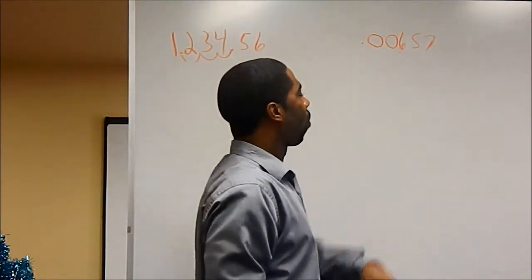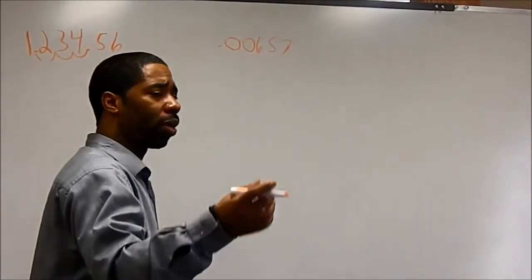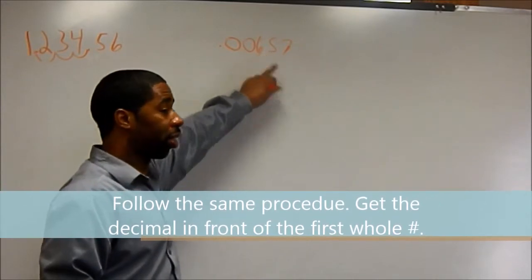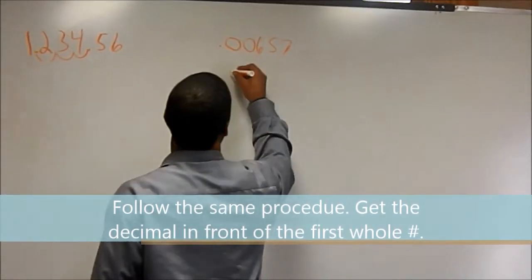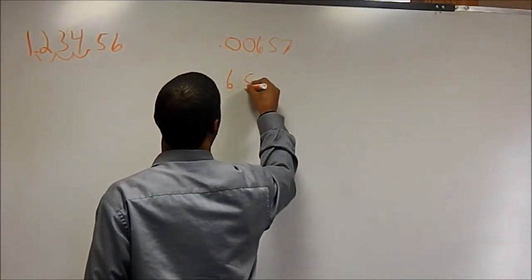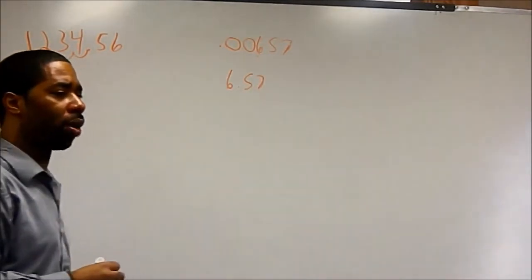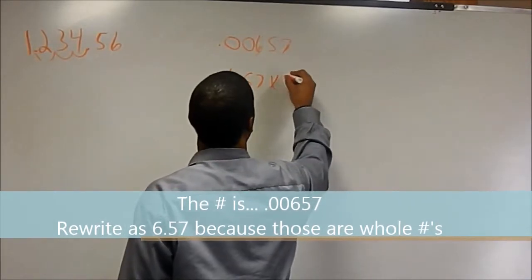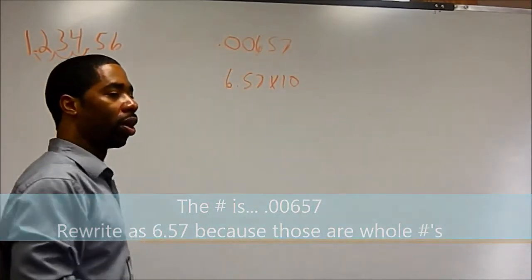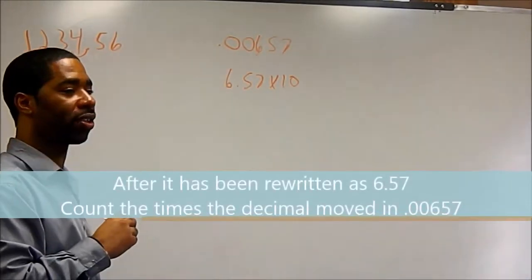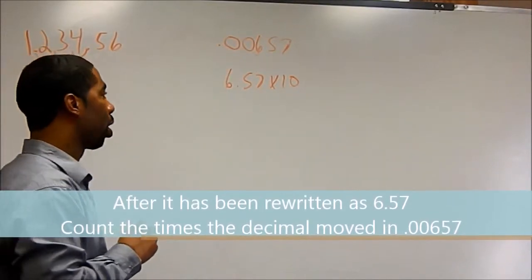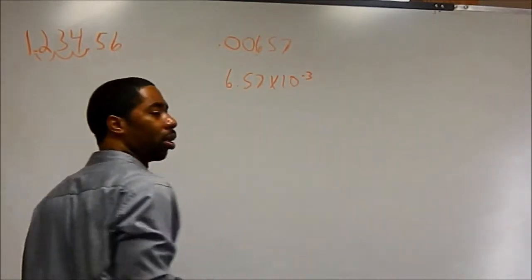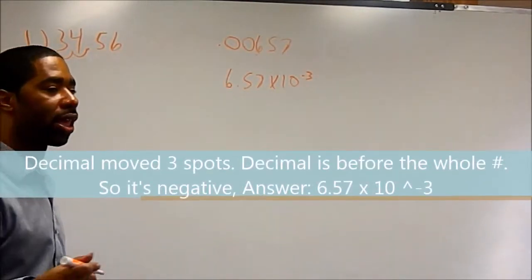What I want to do is follow the same procedure. I still want to get the decimal in front of the first whole number, which is 6. In order to do that, I can go ahead and write 6.57, because those are my whole numbers, and I know my decimal is going to be right here. Then I'm going to put times 10 to the, how many times did I move to get to that 6? 3. Here's the catch. Since the decimal came before the number, I got to write -3. You get that?